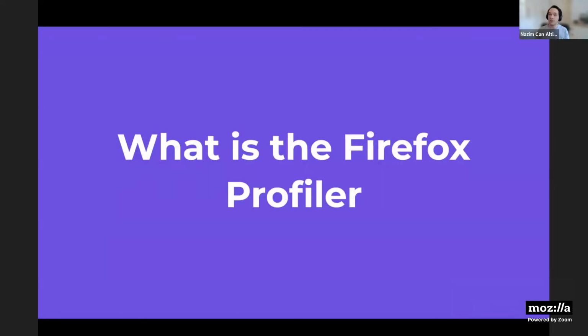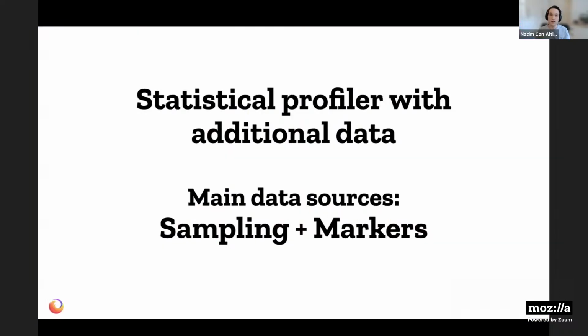We will focus on what the Firefox Profiler is and what it does. So yeah, what is the Firefox Profiler then? Firefox Profiler is a statistical profiler that uses sampling as its main data source. It pauses the execution of Firefox at a determined interval to sample the call stacks of each thread. These call stacks can include frames from both JavaScript and native code. Then Firefox Profiler aggregates these samples to show you an overview of the execution. In addition to sampling, we have markers as a data source too, but I will talk about them later.